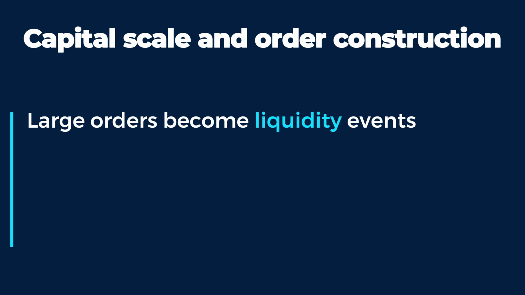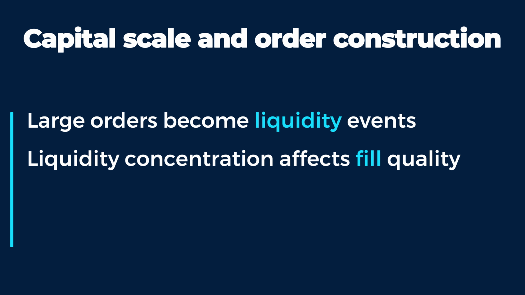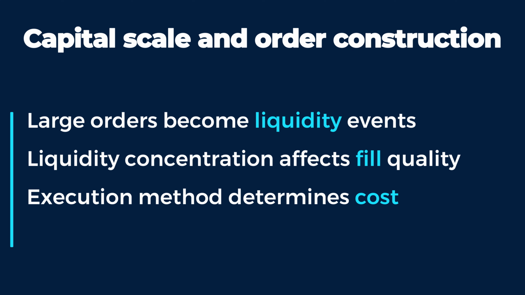Some ETFs concentrate liquidity in one ticker and one listing venue. Some exposures are split across multiple similar products. Liquidity concentration changes fill quality. Execution method changes cost. Market orders convert uncertainty into cost. Limit orders convert time into execution control. Time sliced orders reduce instantaneous impact. Single ticket orders increase impact.